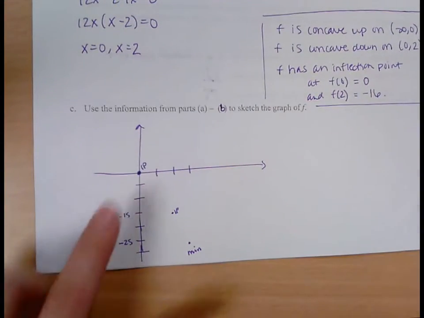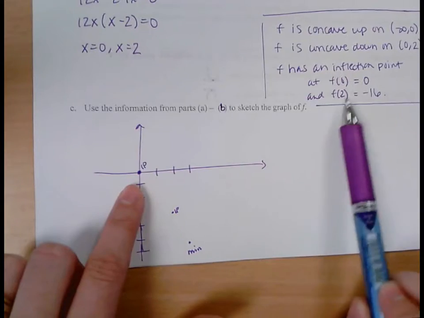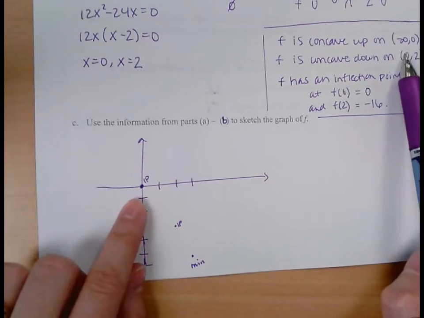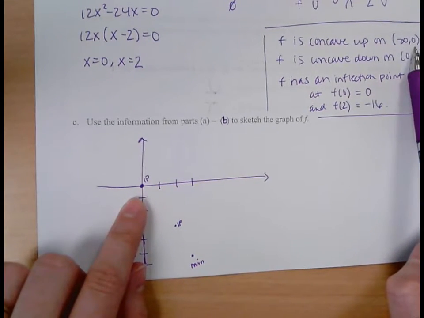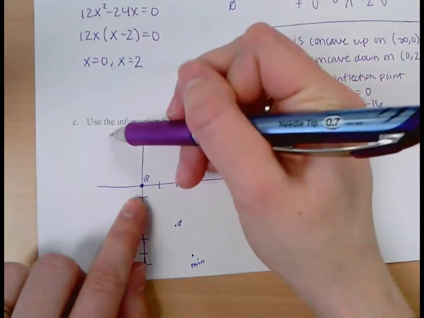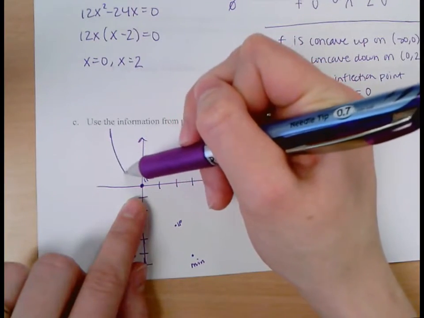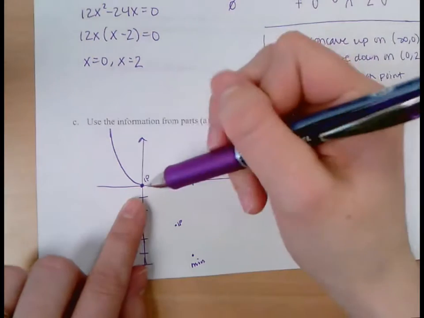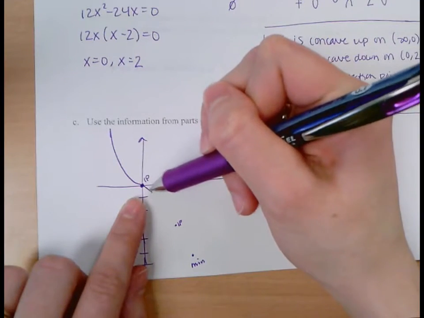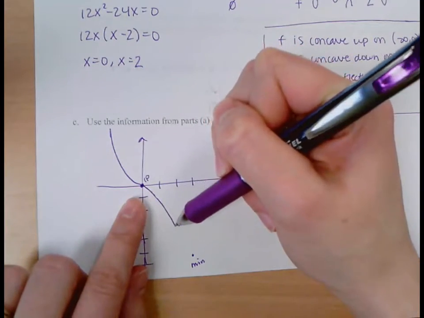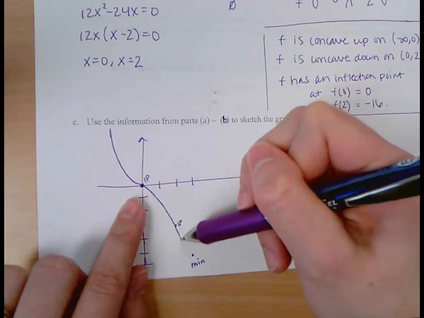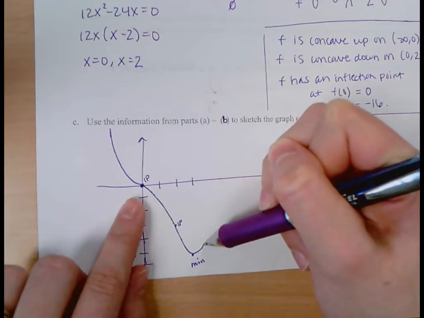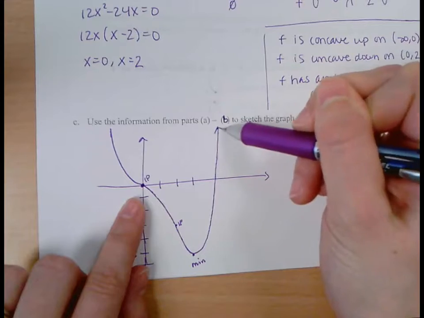So I do need to make sure I'm following concavity as well. So I'm starting out on negative infinity to 0, I'm concave up and decreasing. I change concavity from 0 to 2, changes to concave down, but it's still decreasing. Changes back to concave up, and I'm decreasing as I reach the min, and I stay concave up and increase.